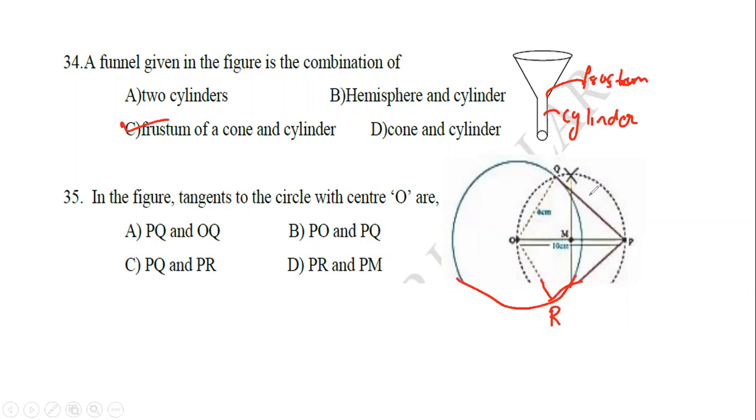Which statement is correct? Is PQ equal to OQ? Obviously no. Tangents are equal according to the theorem. So PQ is equal to PR. So option C is correct. Next question.